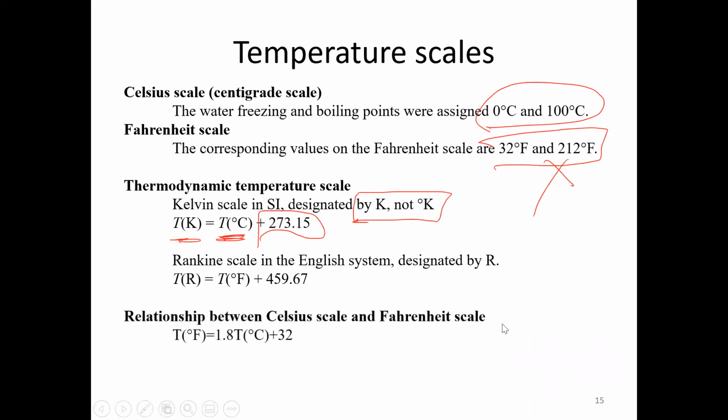Okay? So do you get the exact number 273.15 or just 273? Yeah, no, you can just use 273. It's enough. It will not make a big difference. But to have an accurate value, it is 273.15. But in our application, we will use 273. Okay.